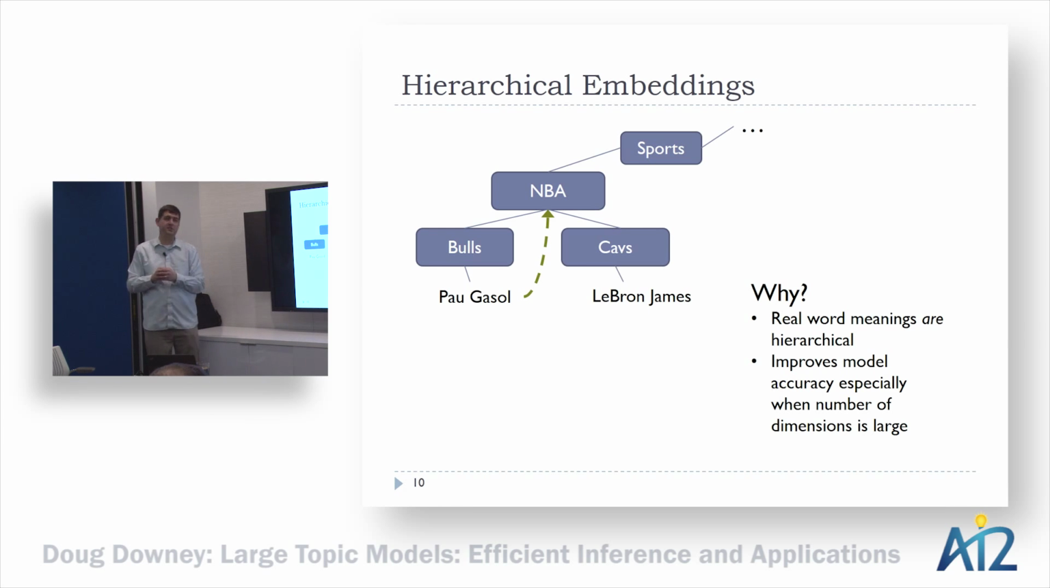Zipf distributions of text being such as they are, there are a lot of terms, even in a huge corpus, that don't occur very often. Maybe we can't necessarily conclude that Pau Gasol is a Bulls player, but we might be able to model him appropriately, at slightly less precision, as being an NBA player.